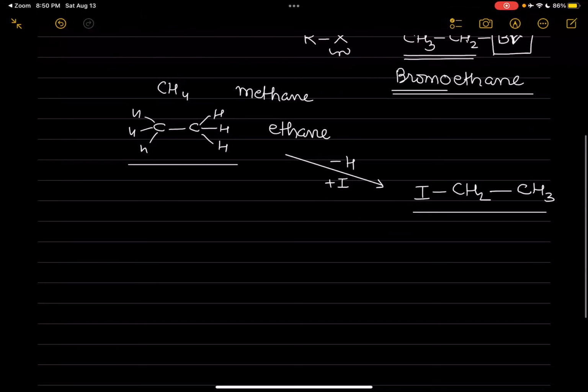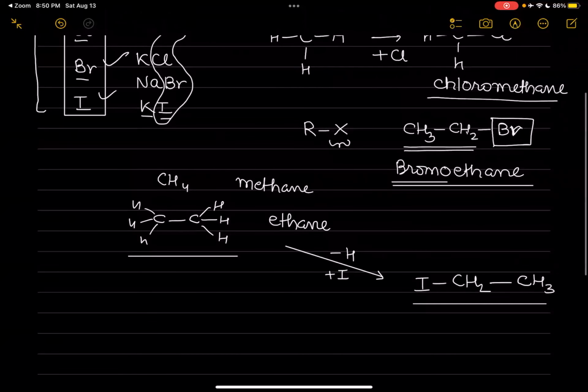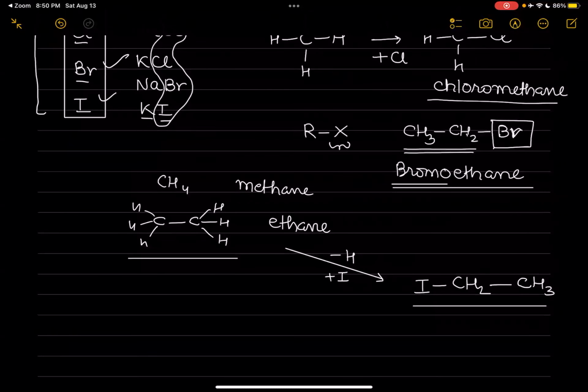Is it clear? Yes, sir. So likewise, you can have various haloalkanes. The halogen can be fluorine, chlorine, bromine, or iodine, and the alkyl can be methyl, ethyl, propyl, butyl, for 1, 2, 3, and 4, or more than 4 also, pentyl. Okay, we will go through their names. Don't worry, right? So accordingly, you will have different haloalkanes. Okay.